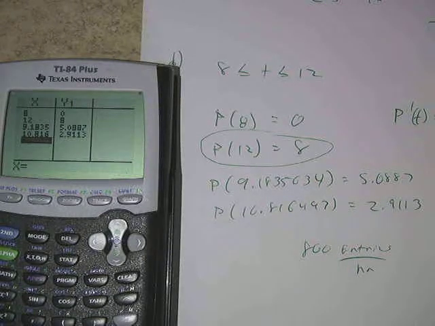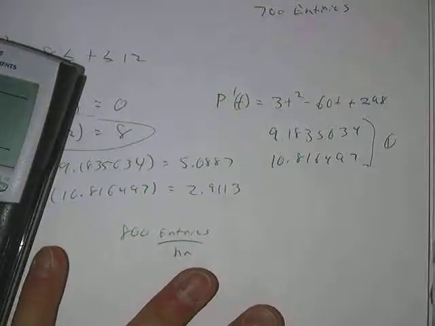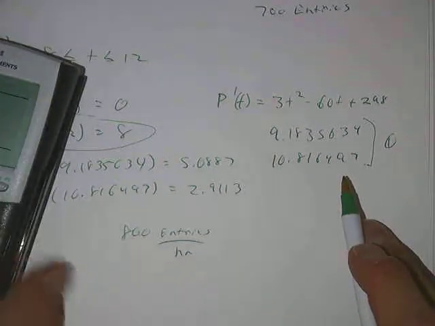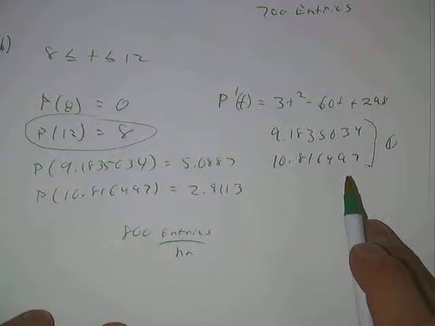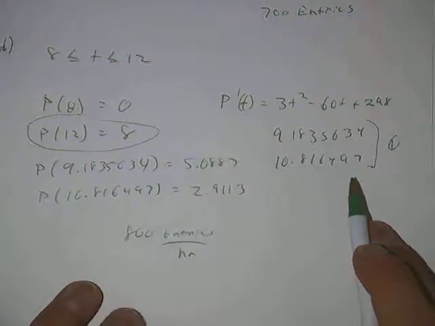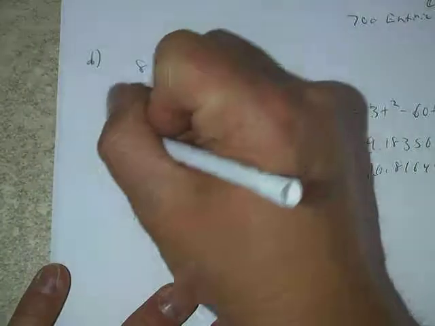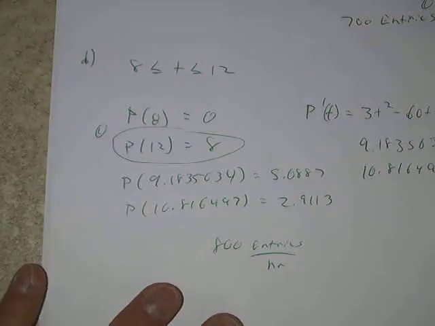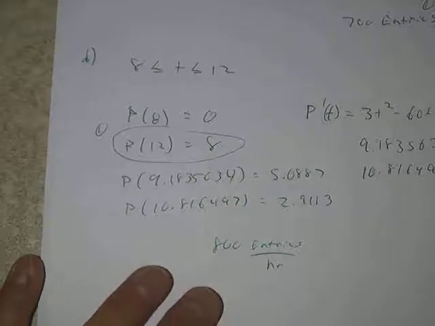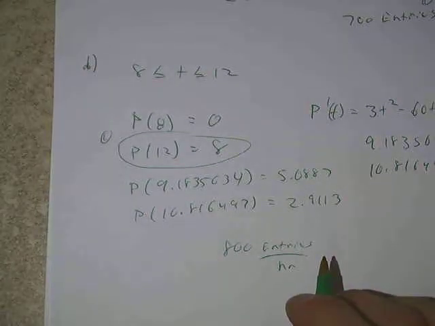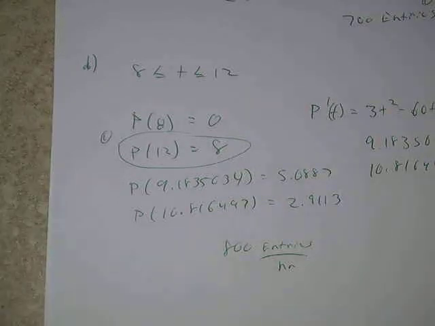And if we put in our other one, 10.816497, we get 2.9113. So since this one is 0, this one is 8, this one is 5.0887, and this one is 2.9113, who wins? Time 12. At time 12, at midnight, the entries are being processed at the quickest rate, which is ultimately a rate of 800 entries per hour.